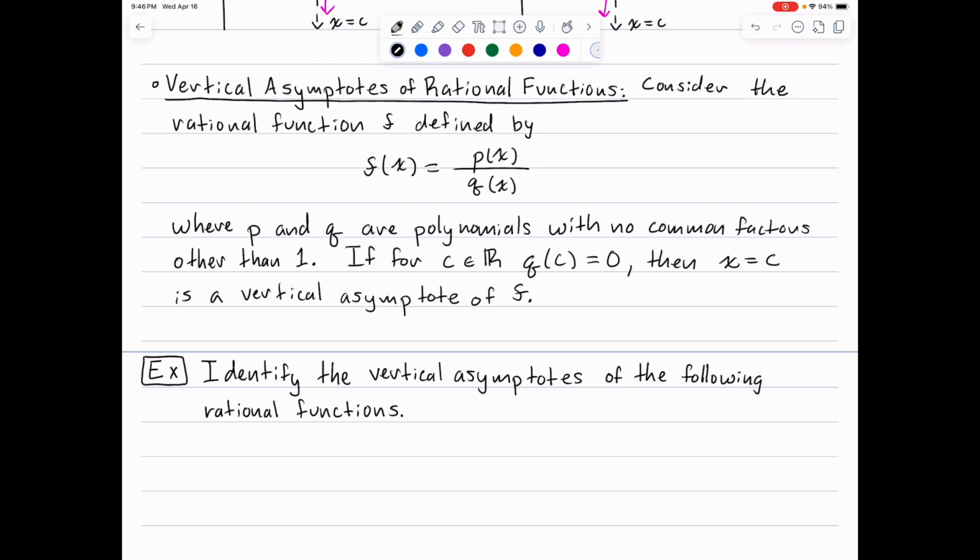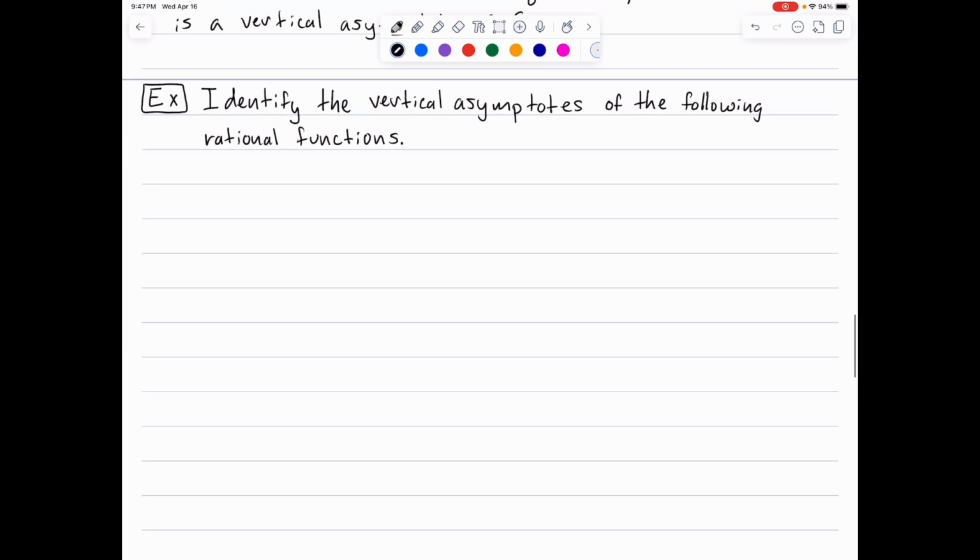All right. Part A. f of x equals x plus 31 over x minus 17. Okay, f of x equals x plus 31 over x minus 17.